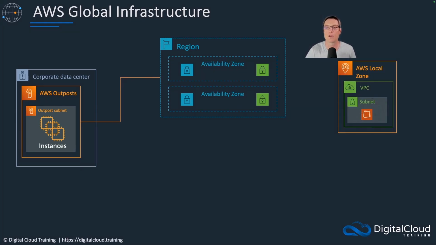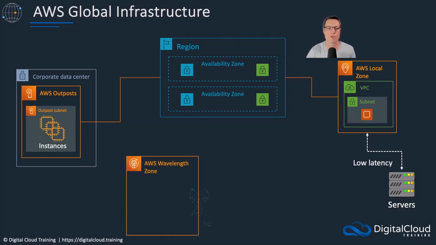Next, we have something called a local zone. These are a bit like availability zones, and they're usually in metropolitan areas. And the idea is that they get your resources just a bit closer to where you are. So if there's a local zone that's closer to your office or your data center than the actual region data centers themselves, then that can be a good place to launch your resources. And you pay a bit more for it, but you get lower latency.